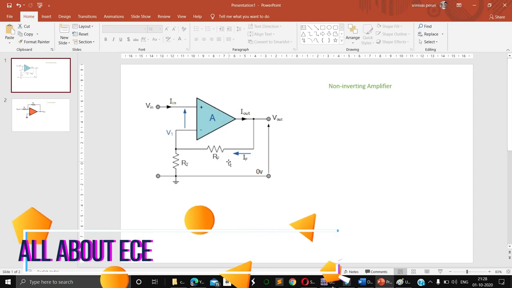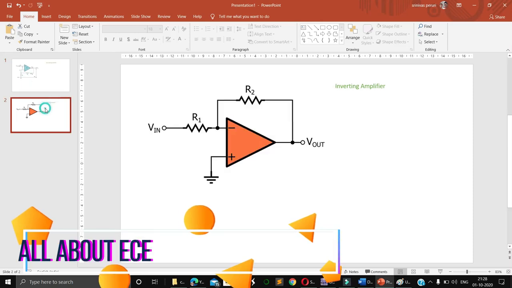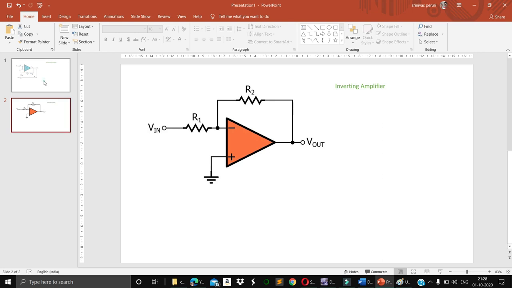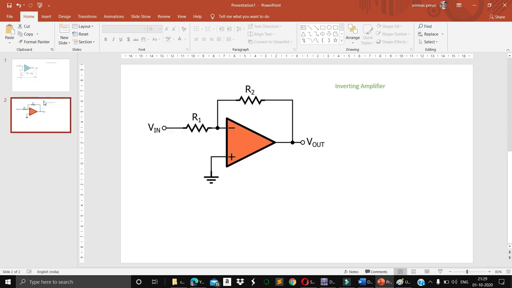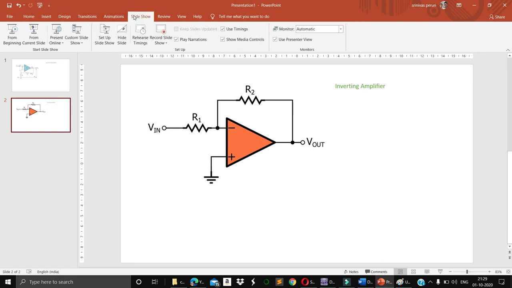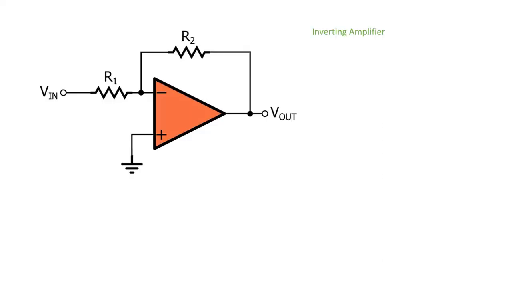Welcome to the new session. In this session, we are going to see how to draw inverting and non-inverting circuits in Multisim and how to verify the waveforms using Multisim software. In one session, we are going to see the inverting amplifier. In another session, we are going to see the non-inverting amplifier. First, let me explain the inverting configuration.